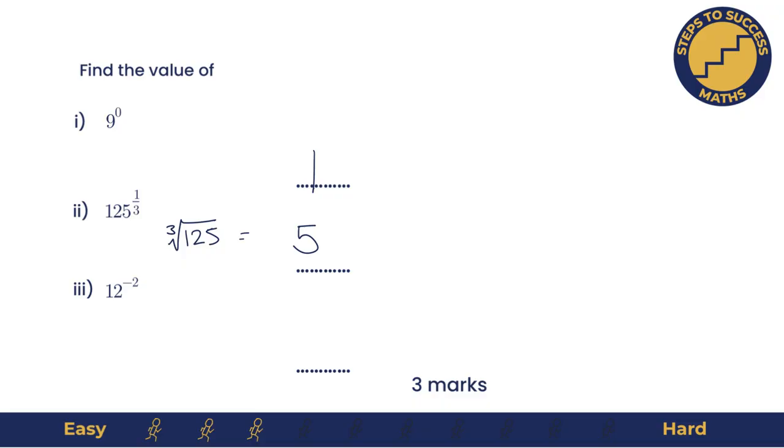And then 12 to the power of negative 2. So 1 over 12 to the power of 2. 1 squared is 1, and then 12 squared on the bottom. 1 over 144.